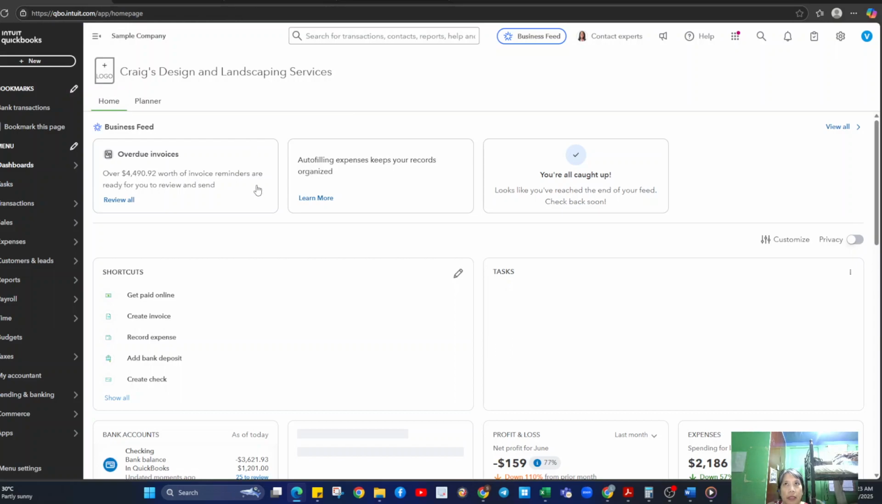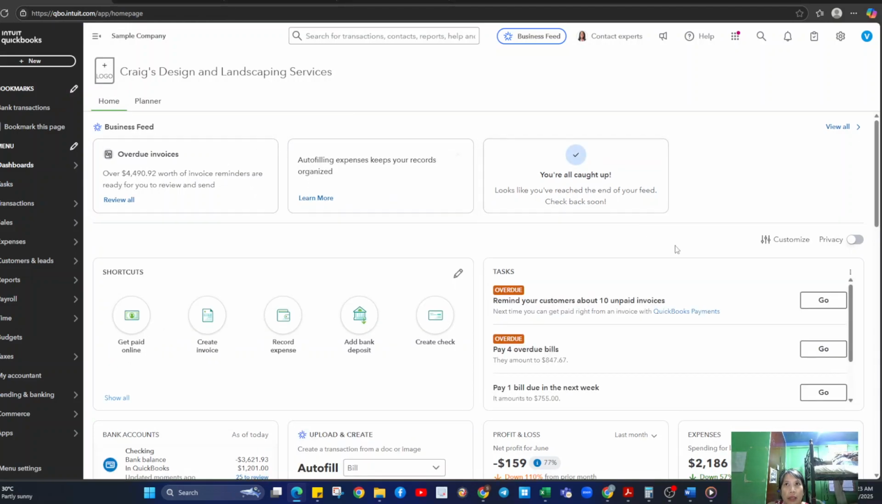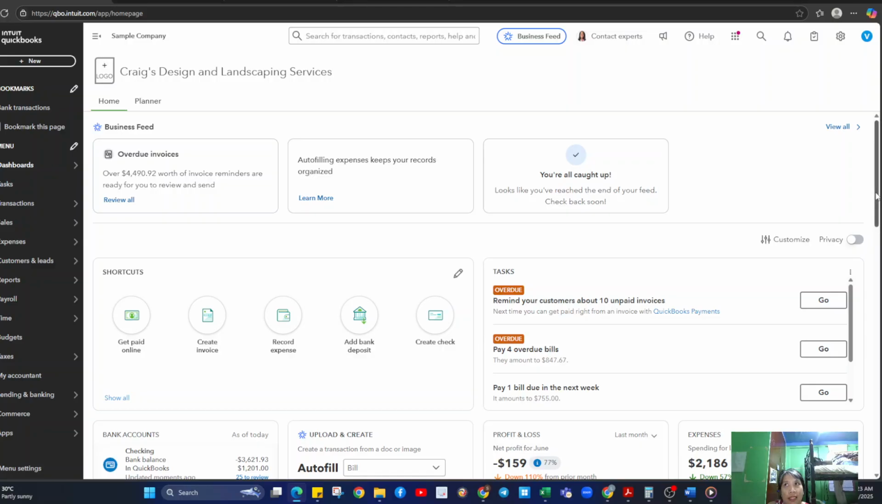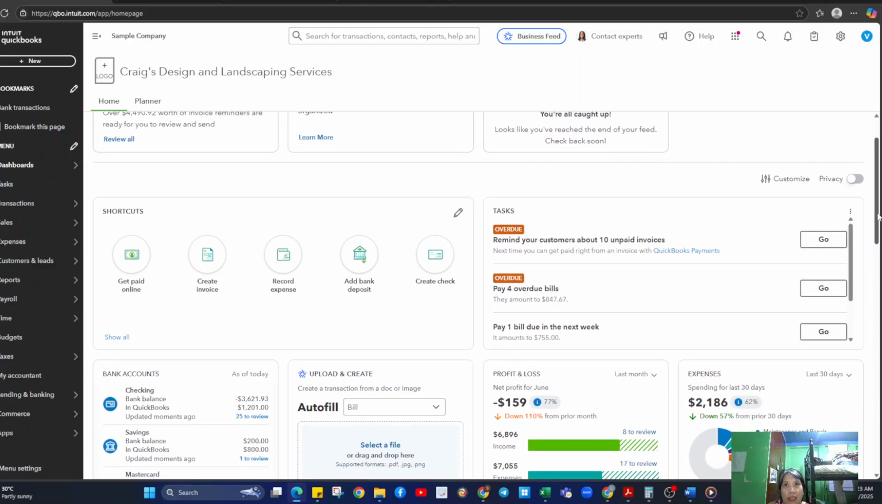There. Alright, so what we're looking at right now in the dashboard are tasks that are suggested by QuickBooks for the accountant of Craig to complete. We have here the overdue for customers who were not able to pay their invoices on time. QuickBooks has a tool that would help the client to send a templated email. So if you go here, there's a templated email reminding the customer to pay their invoices now.